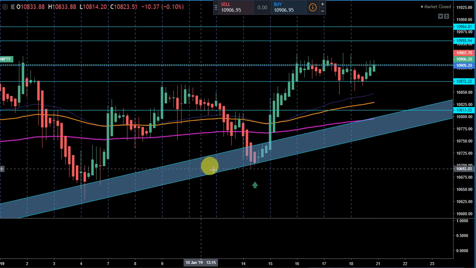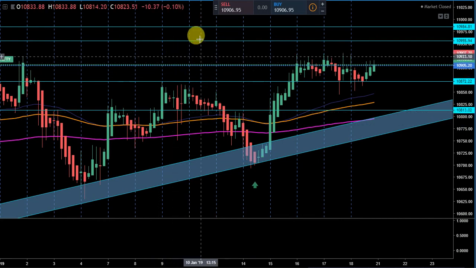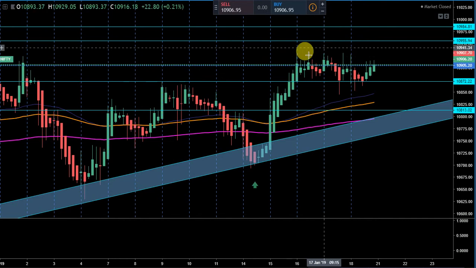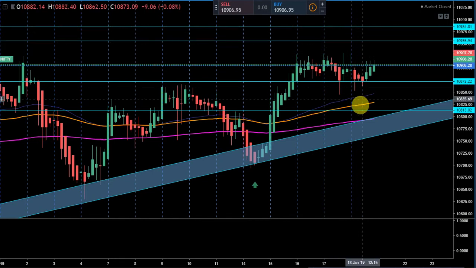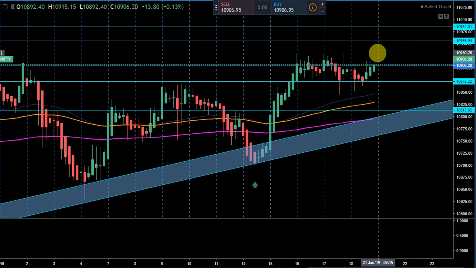If you see in a simple way, in yesterday's video I had posted the level, and you can see this level was the same yesterday and today also the same level. There are no changes.